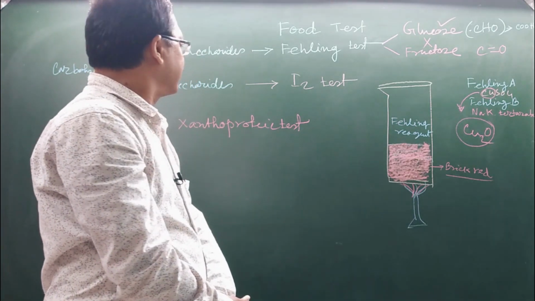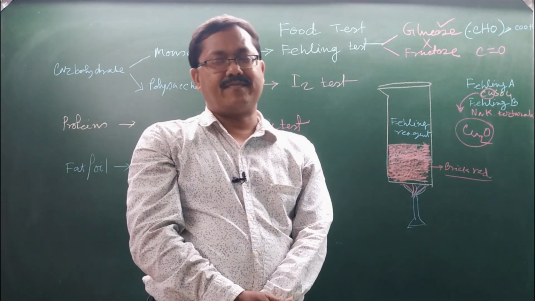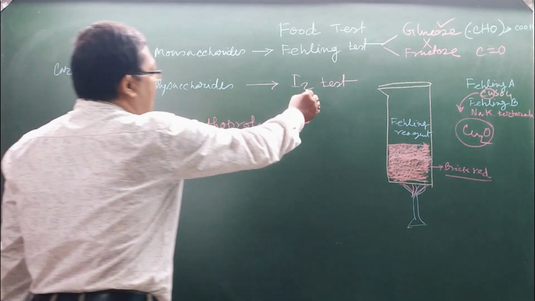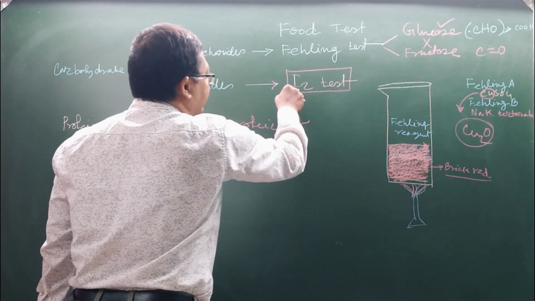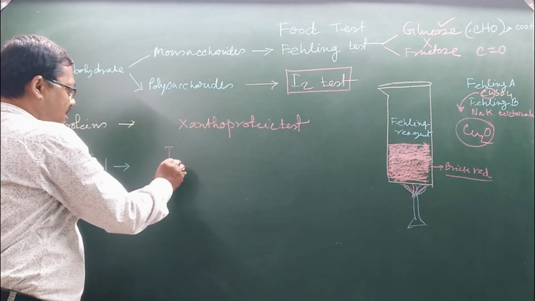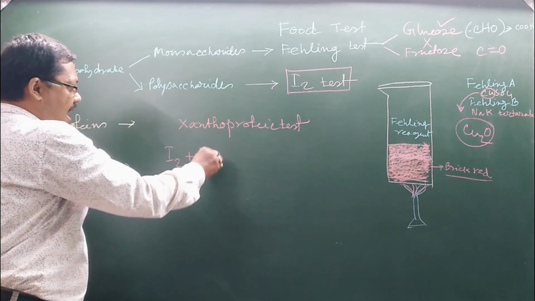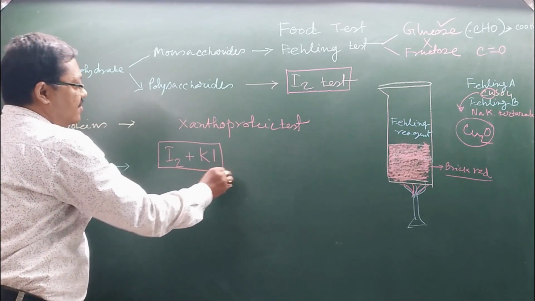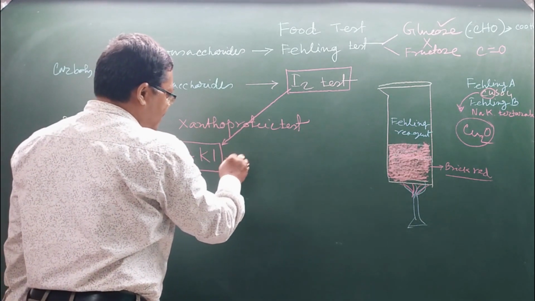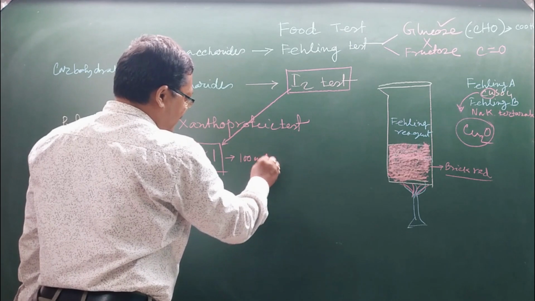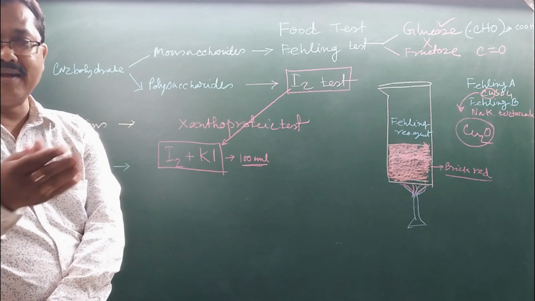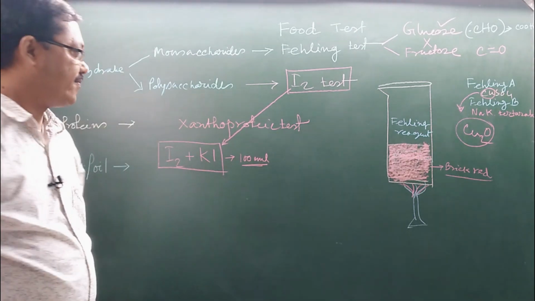Then another more complex sugar, this is polysaccharide, is starch. Starch is tested with iodine. This is the iodine test. In this test, iodine solution plus potassium iodide are mixed in 100 ml water. This mixture is added to starch solution.